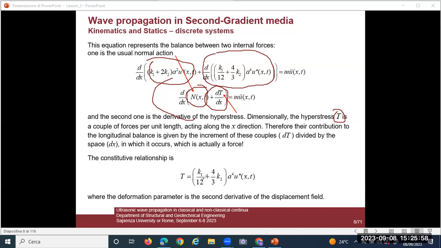Now, the constitutive relationship is this one, which is exactly that one, where, as you see, the deformation parameter is this one, and it is nothing but the second derivative of the displacement field.